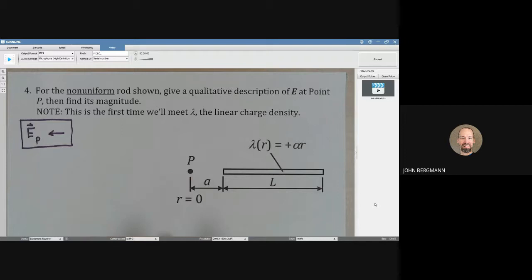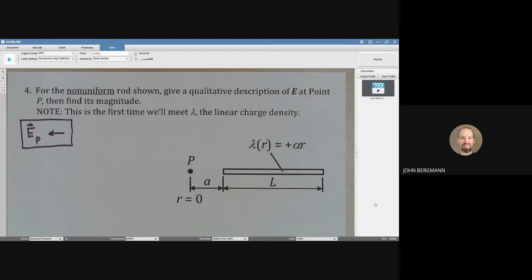First of all, it's going to point straight to the left, and that's because electric field lines point away from positive charges. And we can see by the drawing here that this is a positive charge. So the electric field at that point is going to point straight to the left.